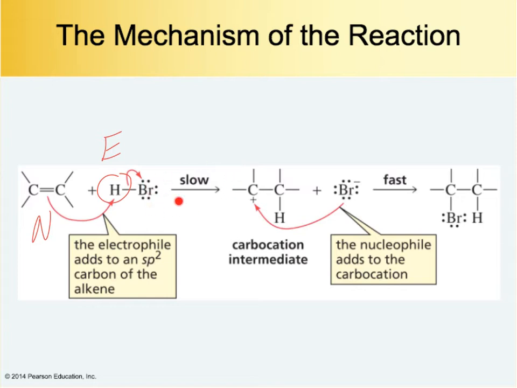That, of course, is a slow step because we're forming a carbocation. You can imagine we're traveling high up a hill to form an intermediate. The carbocation is the intermediate, which means it, of course, has fully formed bonds, but it's not very stable. It's high in energy. The last step is the electrons from the bromine come and attack the plus charge, and that, of course, is fast.